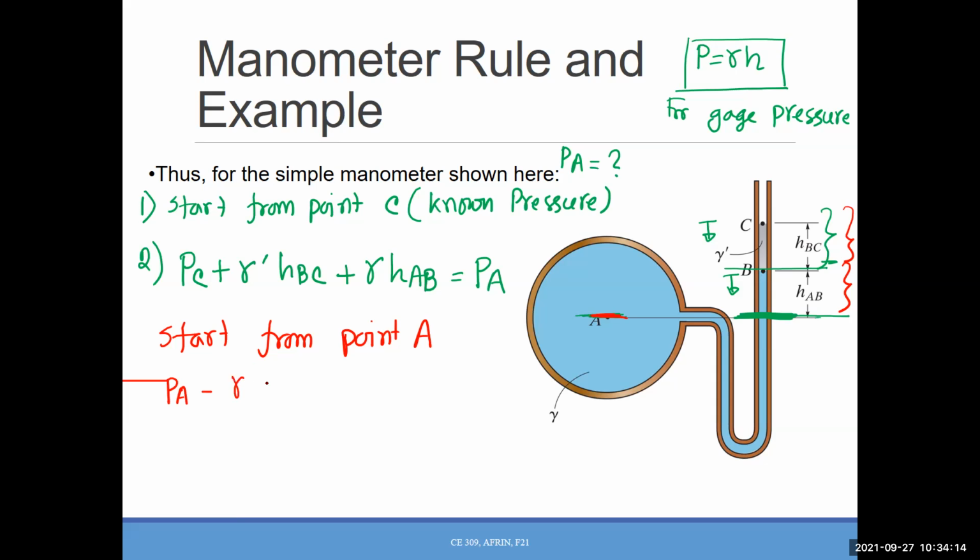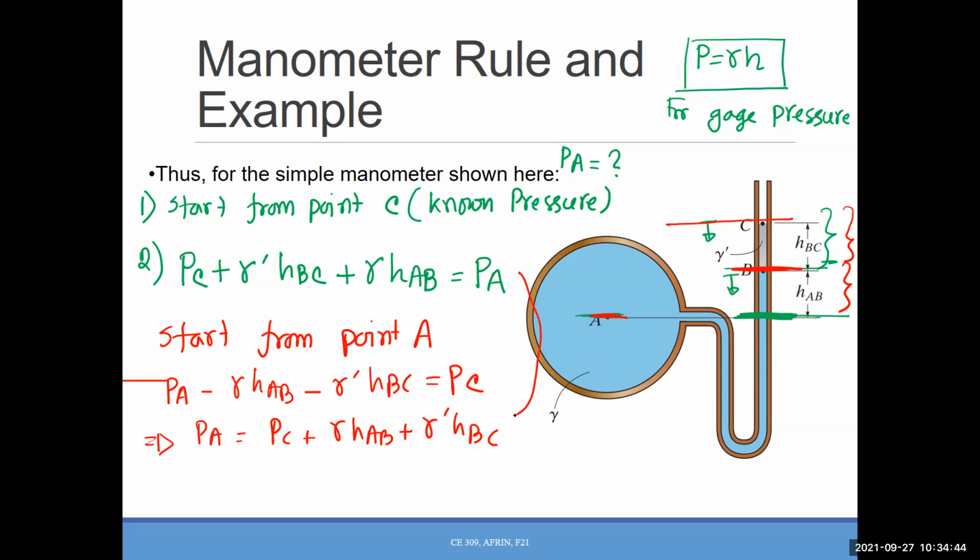Now from this point, again, I'm going in the upward direction. So it will be again negative gamma prime HBC. At this point, pressure is what? PC, right? Or 0. So I will write down PC. Now, if I rearrange this whole equation, again PA. You see, we are having the same equation here, right? Now you are a little bit more comfortable than before.